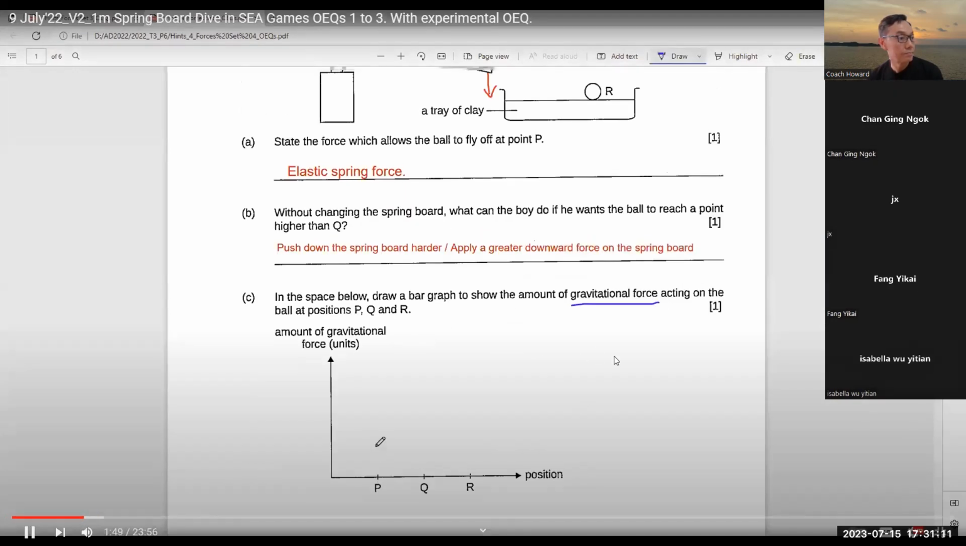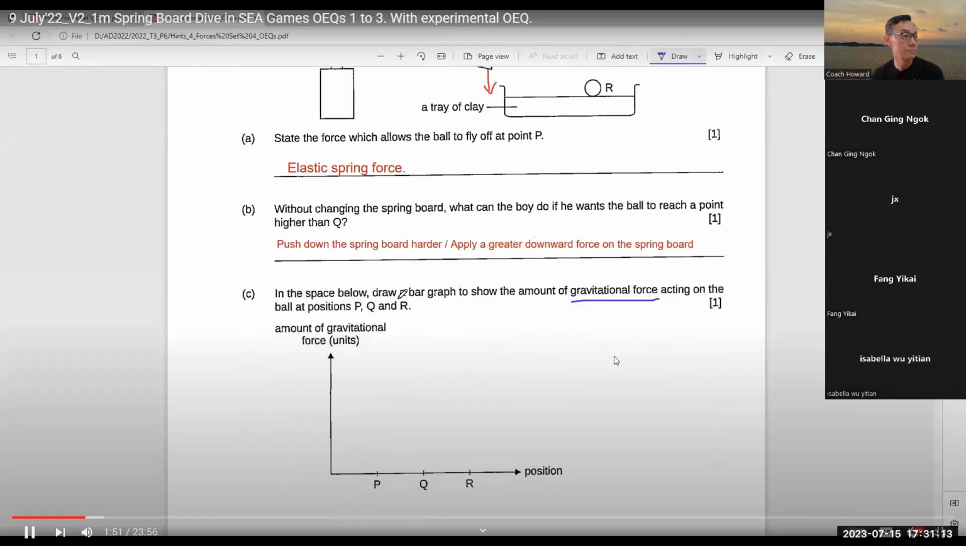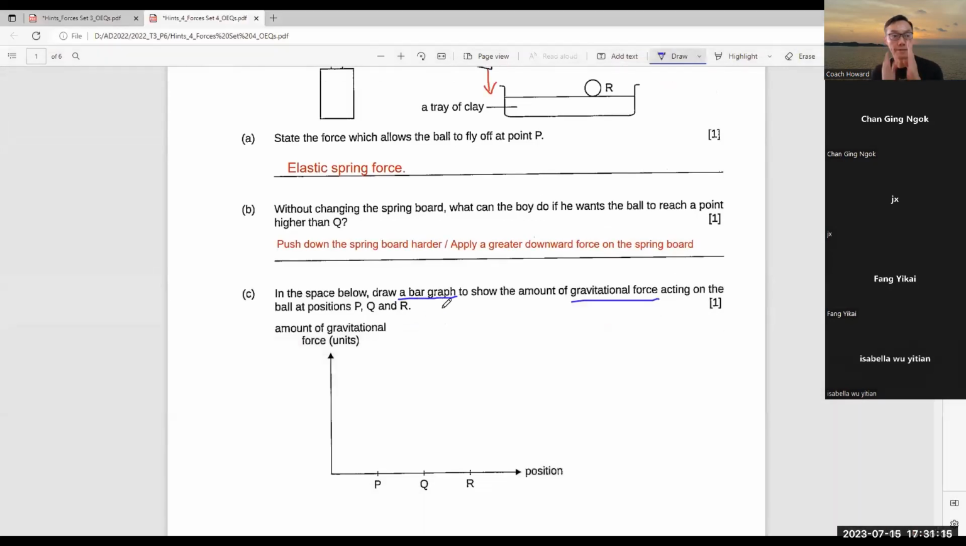Not changing with height, only GPE changes. For this one, you're supposed to draw a bar graph. Notice it is a bar graph, because some students actually know, but they read it wrongly and go and draw a line graph. So for a bar graph, you need to draw the stack. Because I don't have a ruler here, I use my free hand. By the way, you should use a ruler.